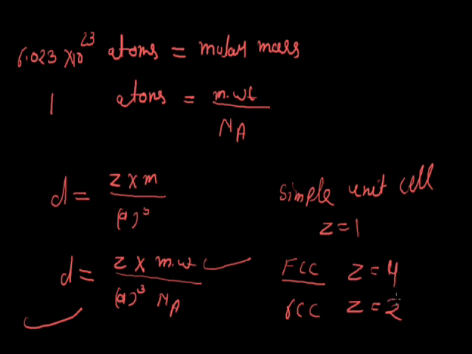So we already have the idea about Z, the density and the edge length, and N_A, the Avogadro constant, whose value is always constant. Now if we know these 4 parameters, then we can calculate the molecular mass of any atom.